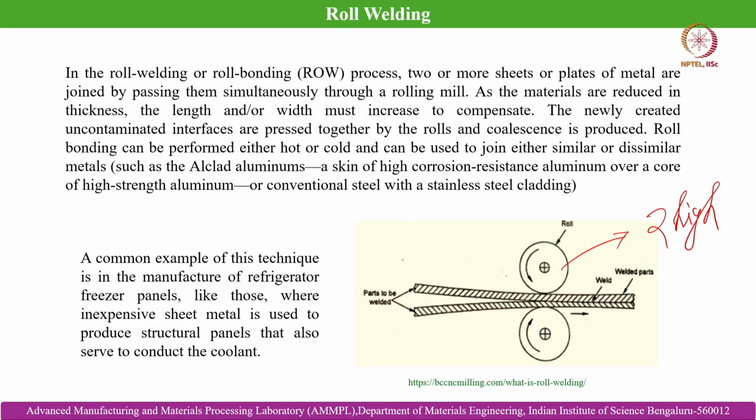Roll bonding can be performed either in a hot or cold state and can be used to join either similar or dissimilar metals, such as aluminum with a skin of high corrosion resistance aluminum over a core of high strength aluminum, or conventional steel with a stainless steel cladding. This is a typical technique which is mostly driven by plastic flow of material and associated atomistic bonding between the adjoining layers of the sheets which are being joined to each other.